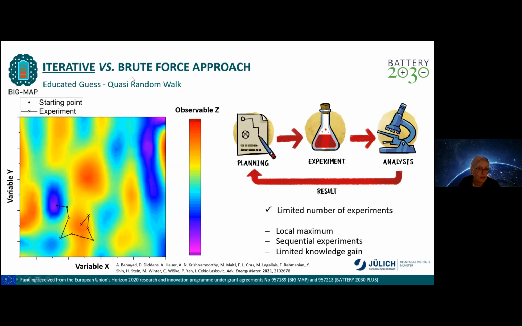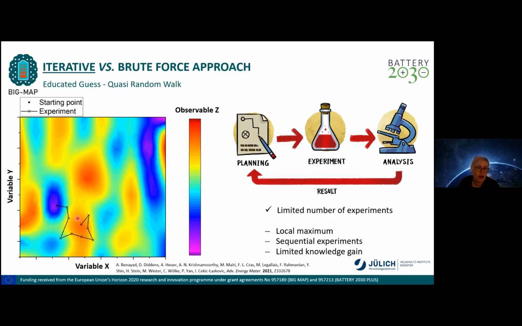So how do we do this? Actually, we start from an educated guess, let's say like a randomized position here. Then we perform an experiment, then we analyze the results, and then based on the data we have gained, we try to understand which direction we should follow next. And this task is actually repeated multiple times until we find a so-called maximum. The good thing with this approach is that the number of experiments is limited in nature. However, we might get trapped in finding only the local maximum, as you can see here that we don't get the whole variable space covered.